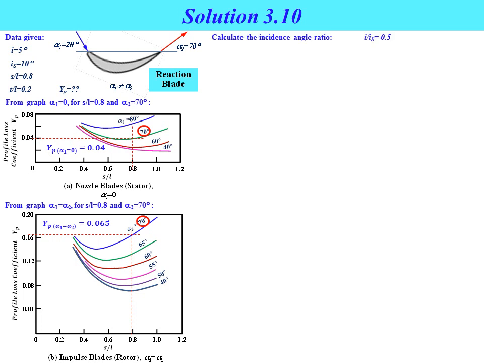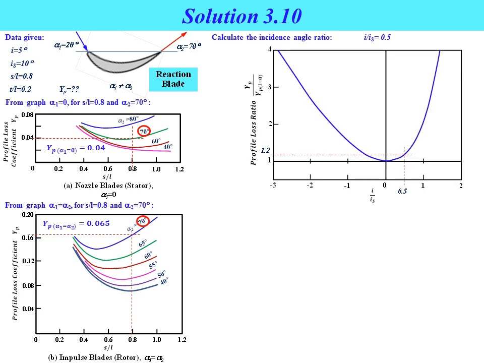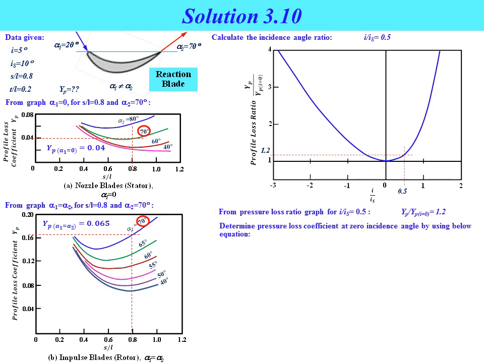So calculate the incident angle ratio. We will get I over IS equal to 0.5. From the profile loss ratio graph for the reaction blade, we can determine the value of profile loss ratio YP over YPI equal to 0 equal to 1.2. So we obtain the value from the graph. Determine the pressure loss coefficient at 0 incident angle by using the below equation. This equation is specific for the reaction blade.